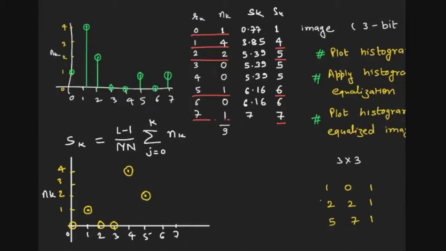5 has now become 6, which was coming only once. So 1. And 7 is again 1. So this total is still remaining 9 only. So if I make the histogram, so this is our histogram now.